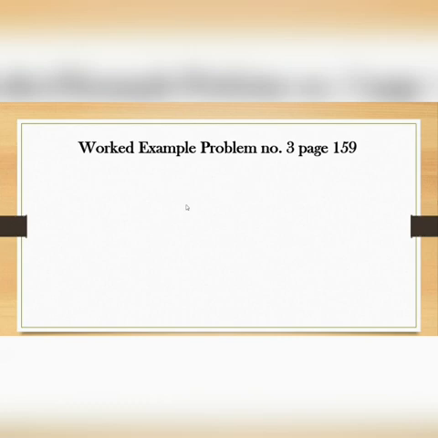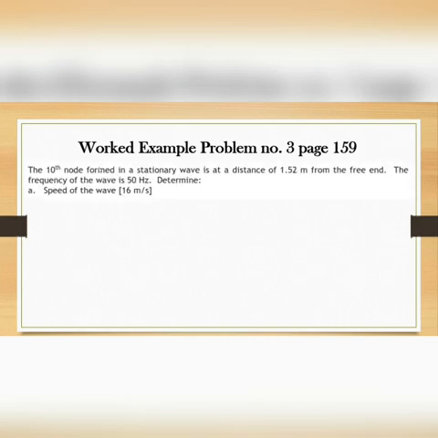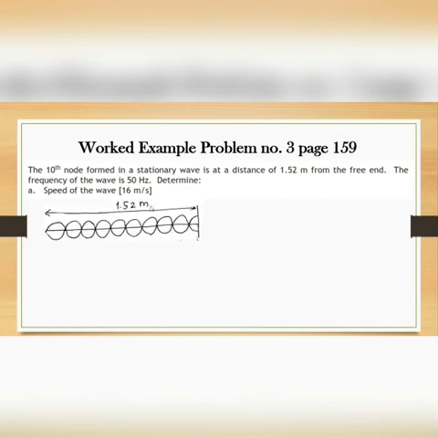Now I will discuss 3 worked examples, and the first one is number 3, page 159. The 10th node formed in a stationary wave is at a distance of 1.52 meters from the free end. I would like to draw the diagram. The frequency of the wave is given and we want to determine the speed of the wave.